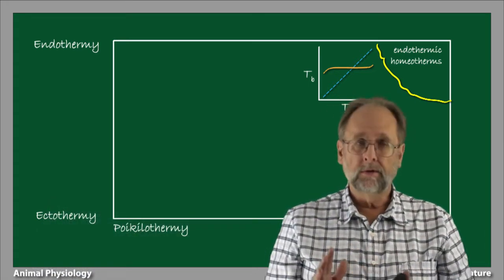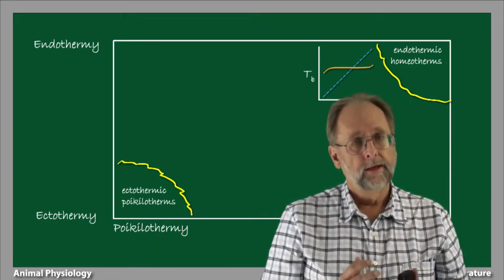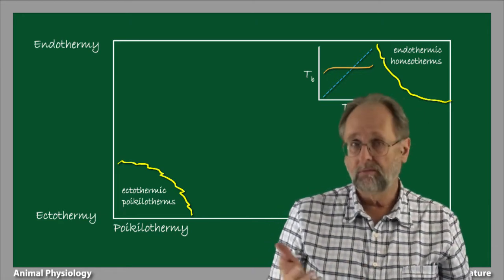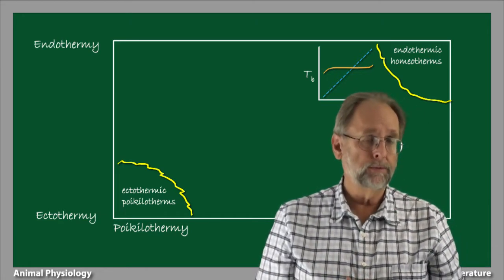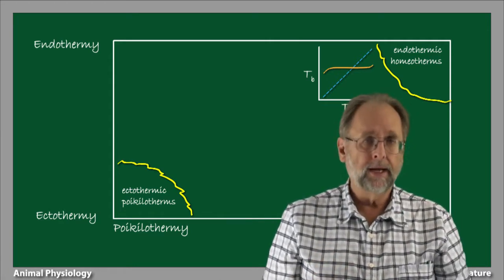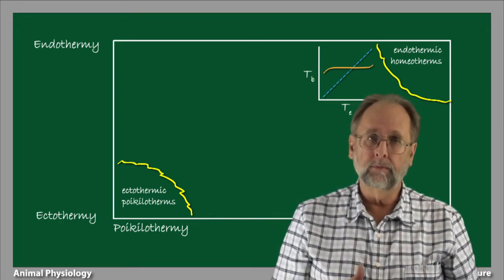Let's now go down to the other easy case, down here in the lower left corner. These are animals that are both ectothermic and poikilothermic, or the ectothermic poikilotherms. These are creatures like lizards, snakes, other reptiles, insects, and virtually every other animal in the animal kingdom.